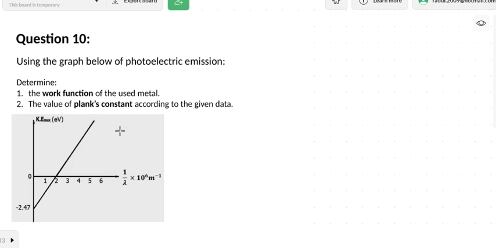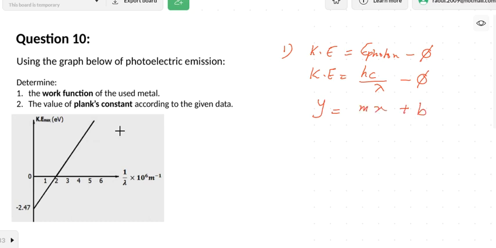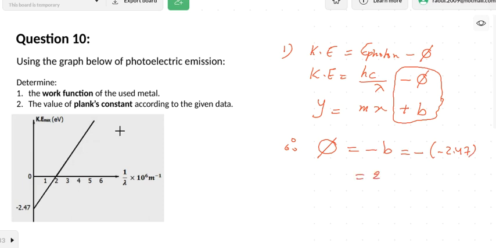We remember that in this graph, we can derive it. Just to remind you, we said before that kinetic energy is equal to E photon minus work function. So maximum kinetic energy equals hc over lambda minus work function. If you remember, when we compare it with the equation of a straight line, mx plus b, we realize that the y-intercept equals the work function. So the work function we are looking for equals minus b, which is minus into minus 2.47, so it will be equal to 2.47 electron volt. This is the first way.